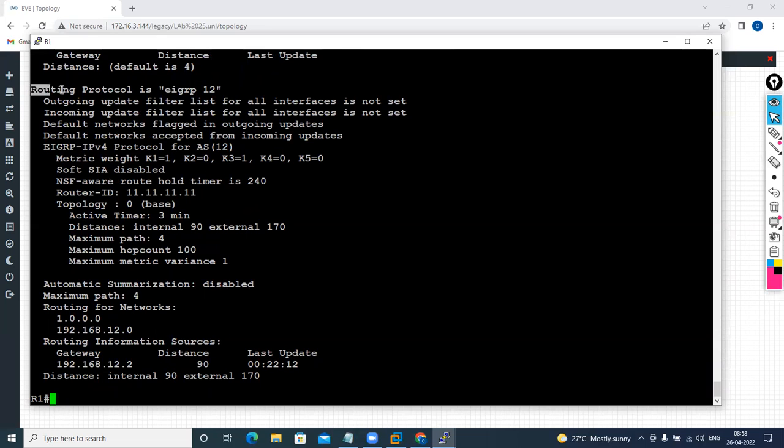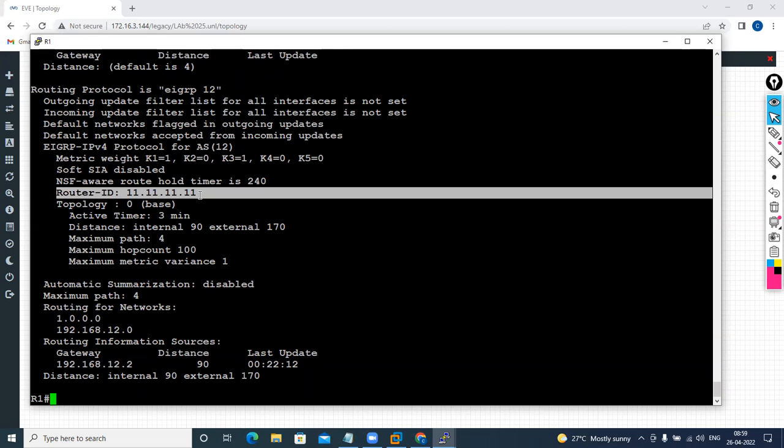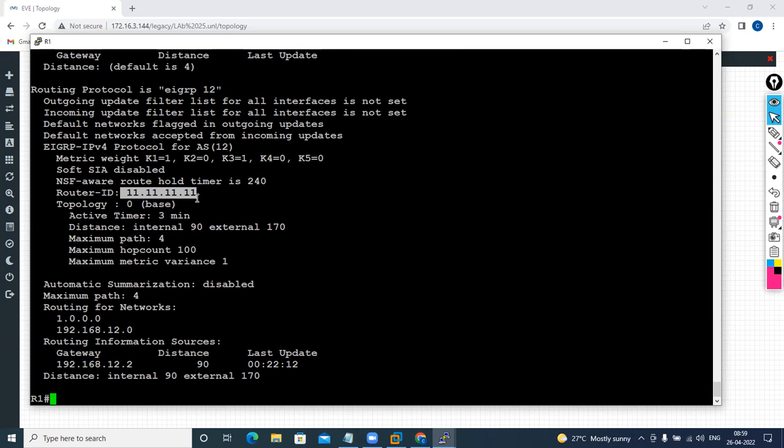Now come to EIGRP. Can you see the K values here? By default, K1 is 1 and K3 is 1. And the autonomous system number we are using is 12. Router ID, can you see here? It is 11.11.11.11, manually assigned. If I don't assign it manually, then it takes the highest loopback interface IP. If a loopback is also not there, then the highest interface IP address. Done?